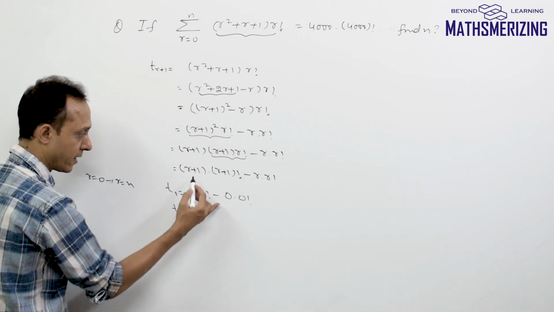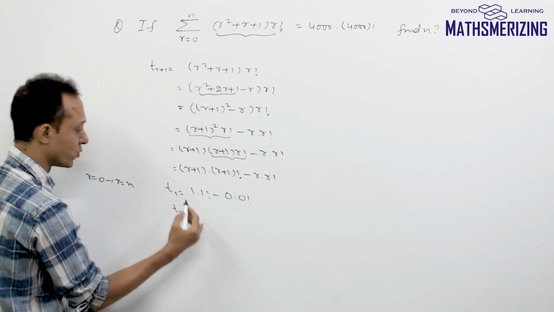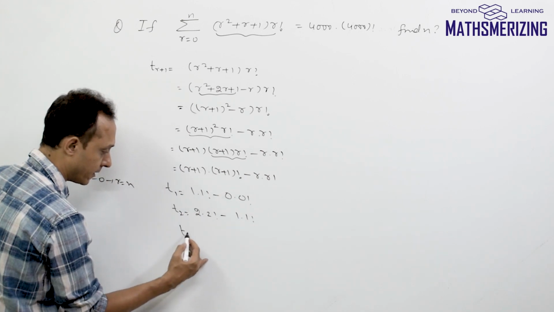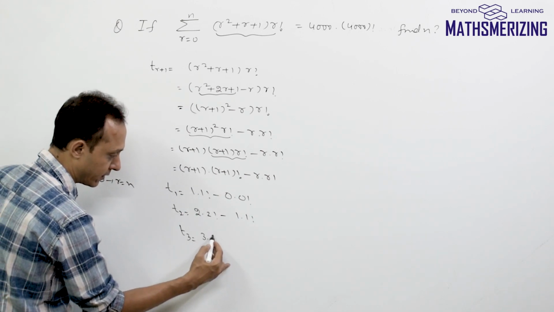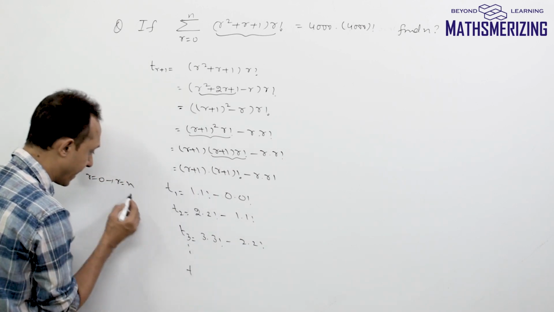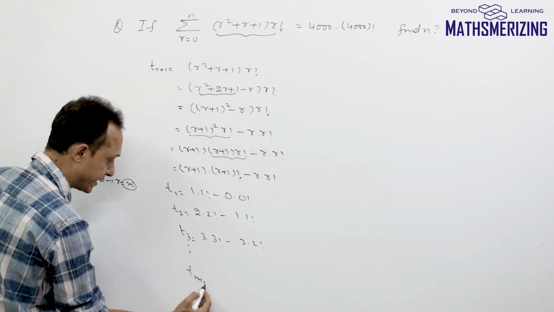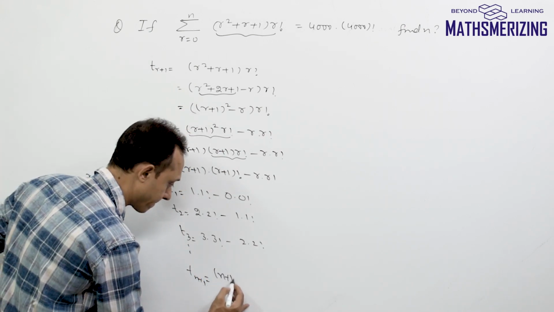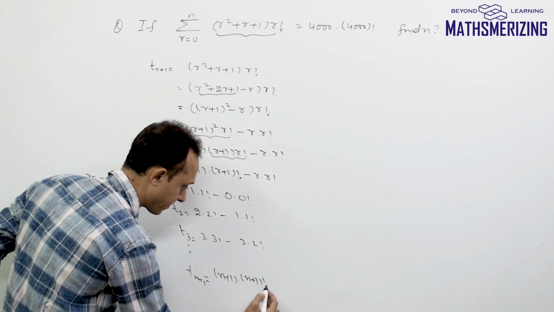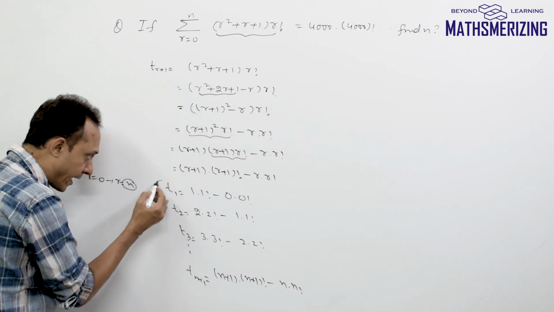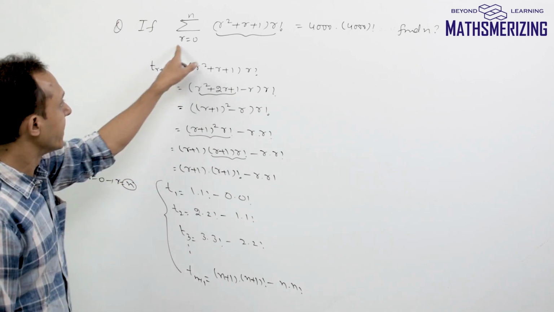So for the second term, if I put r as 1, it will be 2 into factorial 2 minus 1 into factorial 1. Third term, it will be 3 into factorial 3 minus 2 into factorial 2, and so on, and finally I'll put the value of r as n. So this is t n plus 1, so it'll be factorial n plus 1 into n plus 1 minus n into factorial n. Now if I add all these terms, I'll get the value of this summation.